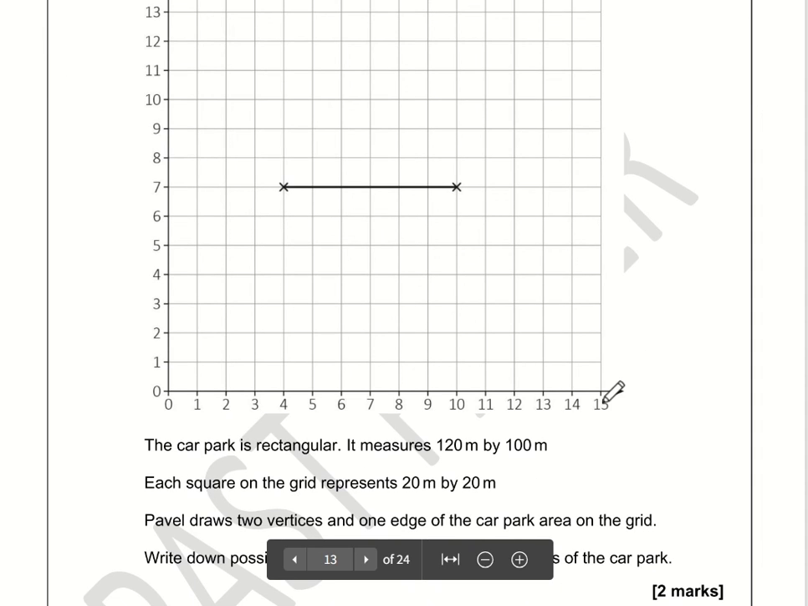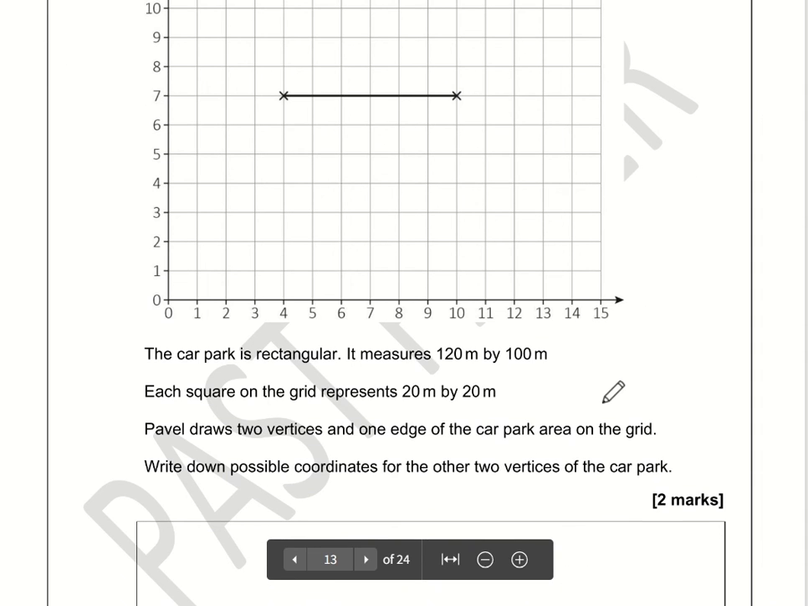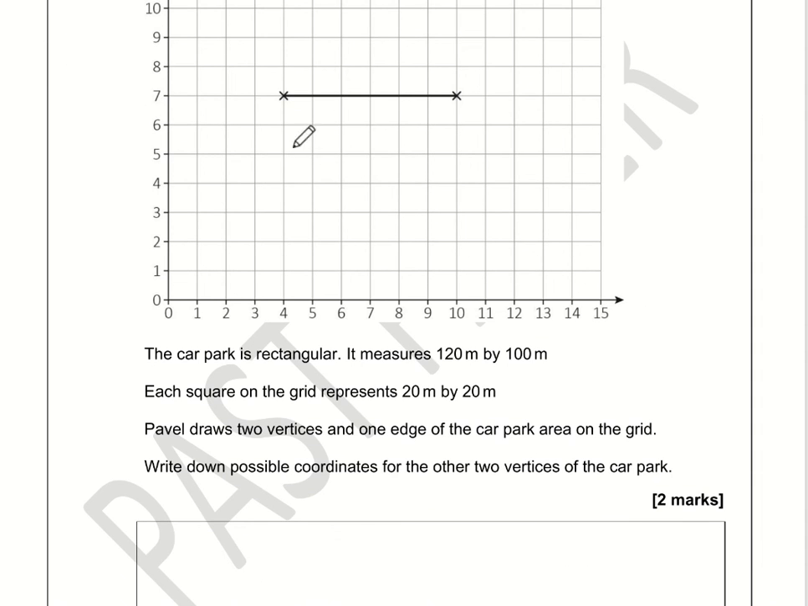Okay, so this part here, we know that each square on the grid is 20 metres, so 20, 40, 60, 80, 100. And the car park is a rectangle, which is 120 by 100. Okay, so if each square is 20 metres, then how many 20s are in 100? That is 5. How many 20s in 120? That is 6. So on the grid, this car park should be a rectangle 6 by 5. 1, 2, 3, 4, 5, 6.